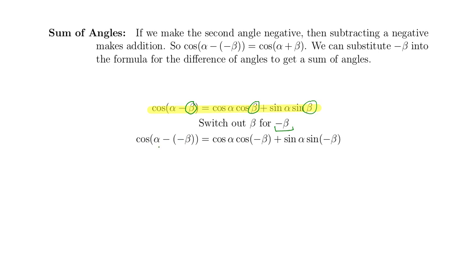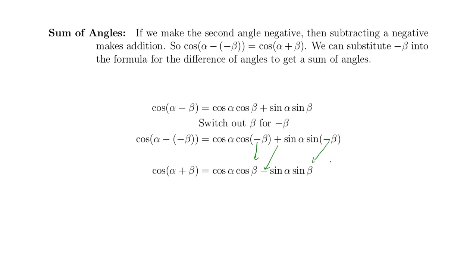So now we have cosine of alpha minus negative beta. That's really alpha plus beta in there. So that's good. Cosine alpha, cosine negative beta, plus sine alpha, sine negative beta. Cool. Wait a second. Where'd the negatives go? How come these signs switch?